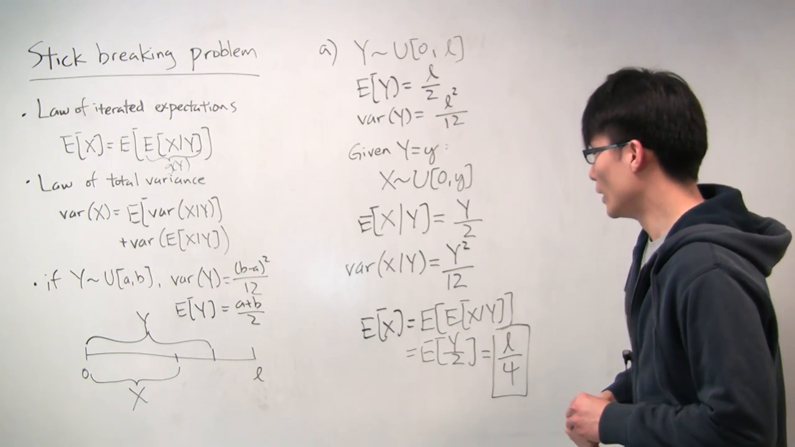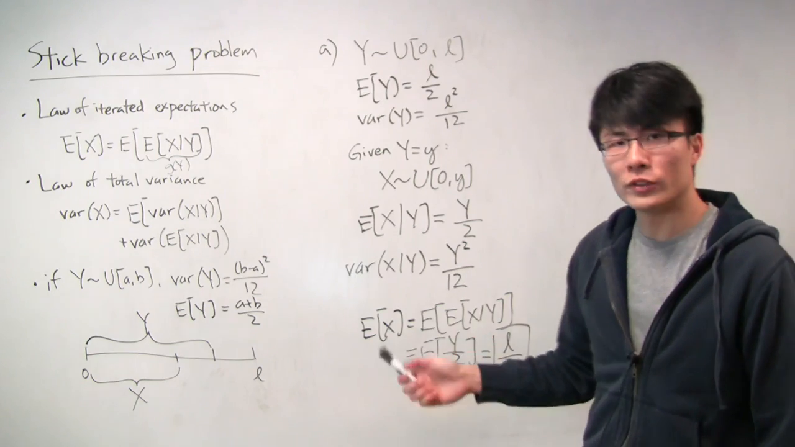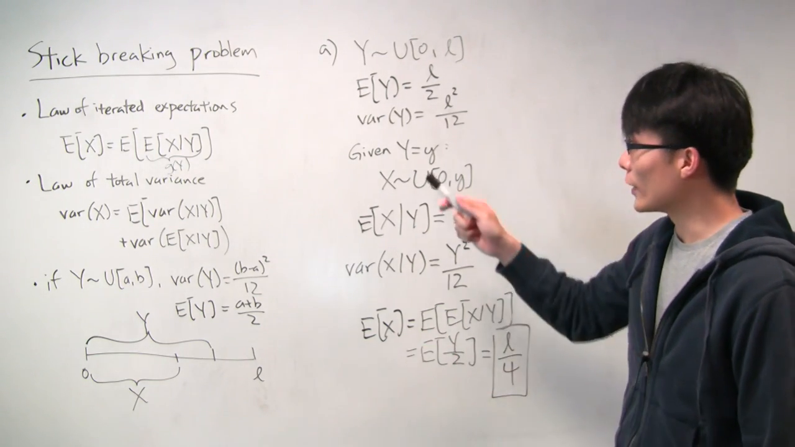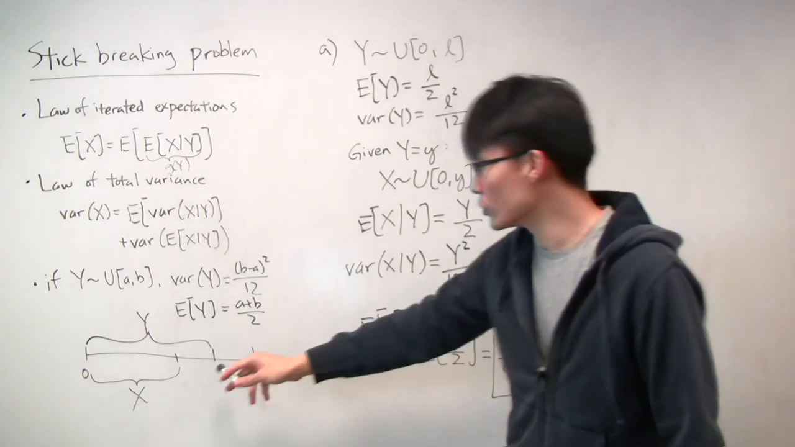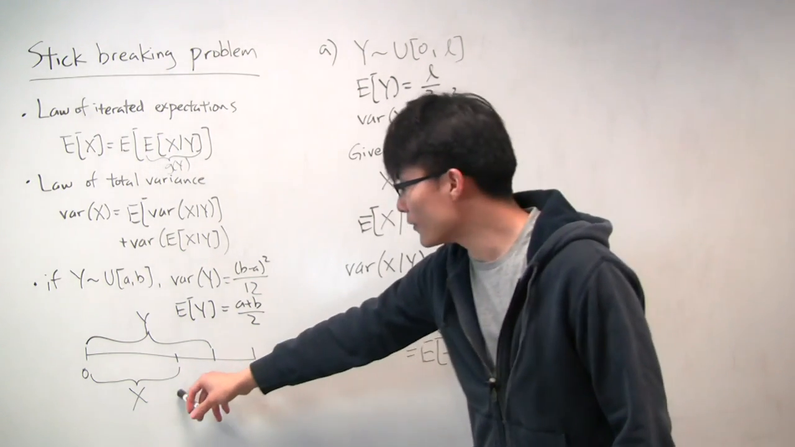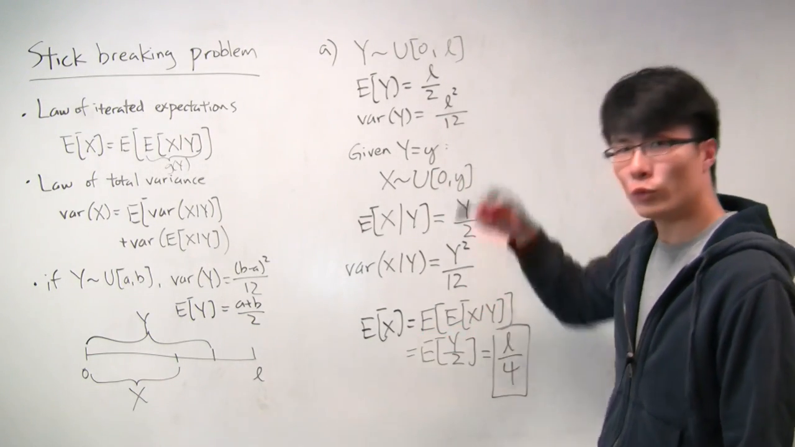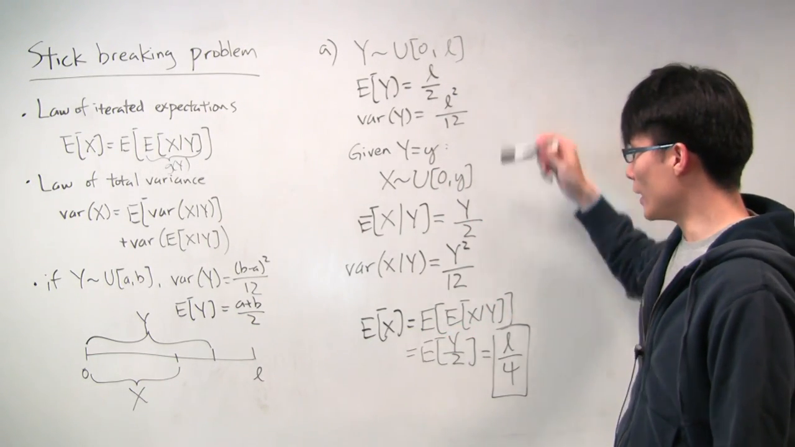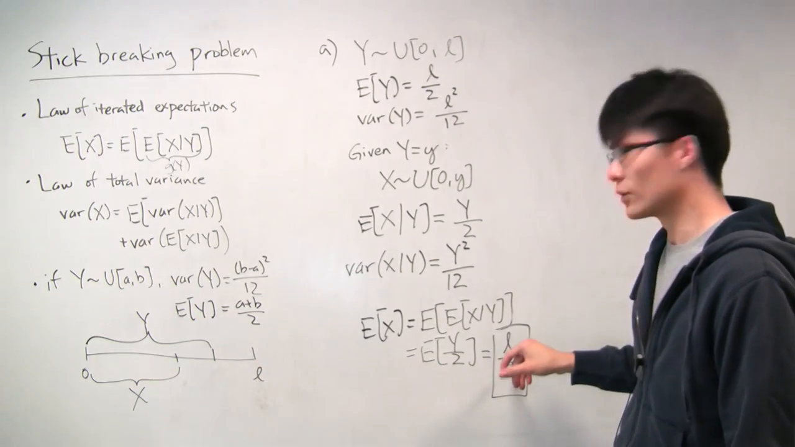All right. And so notice what we've done. We've taken this calculation and done it in stages. So we assume we know where the first break is. Given that, the average location of the second break becomes simple. It's just the midpoint. And then we move up to the higher stage, and now we average out over where the first break could have been. And that gives us our final answer.